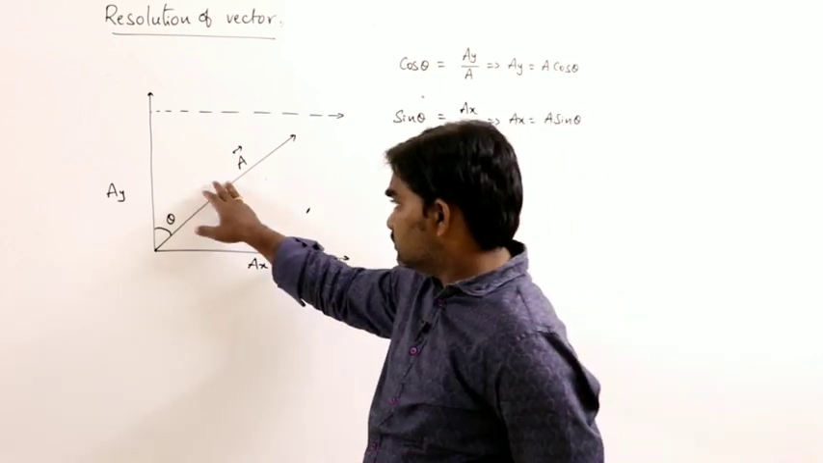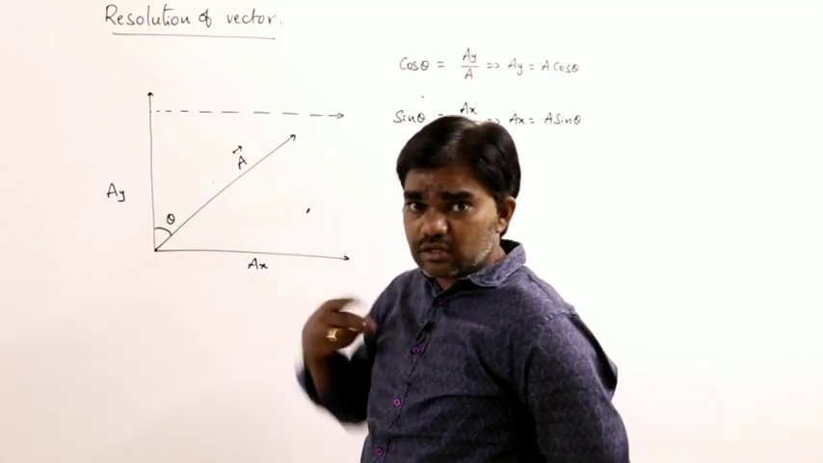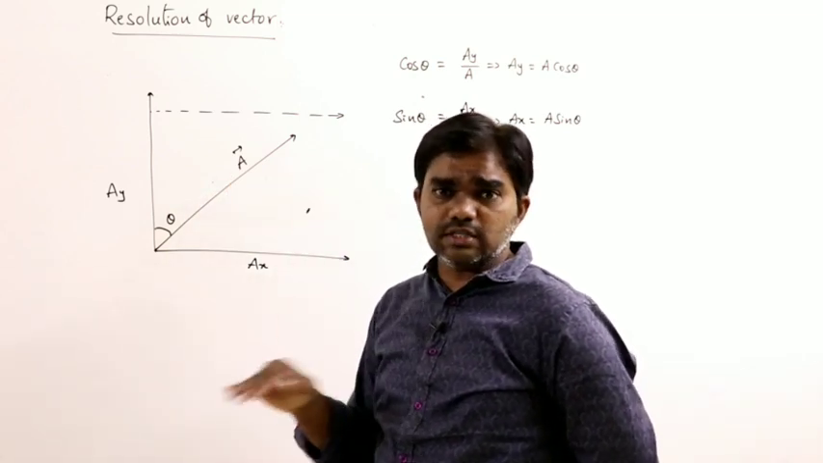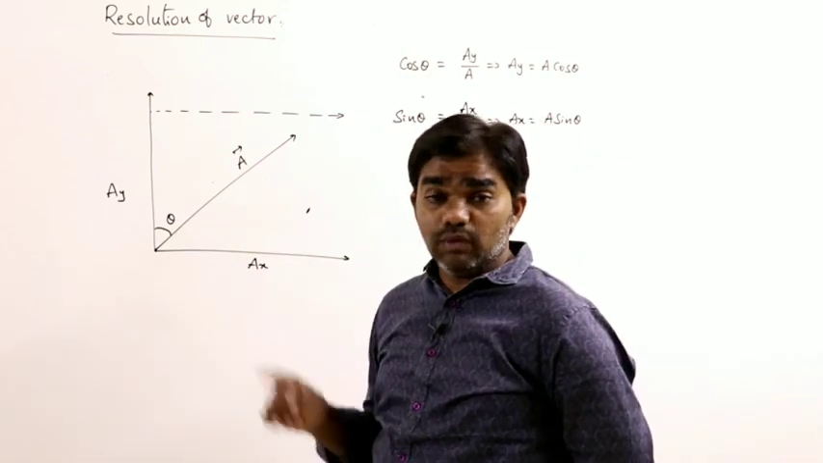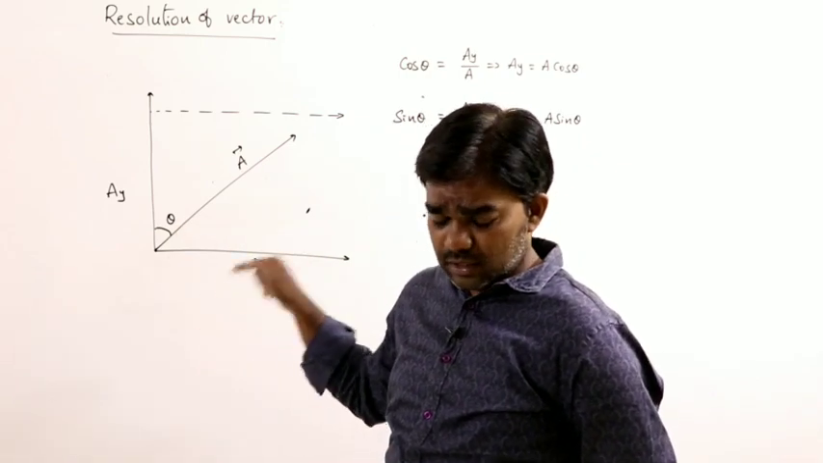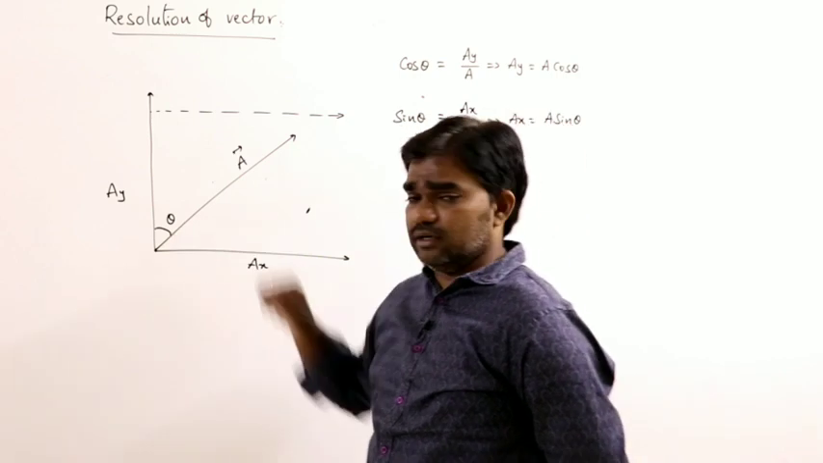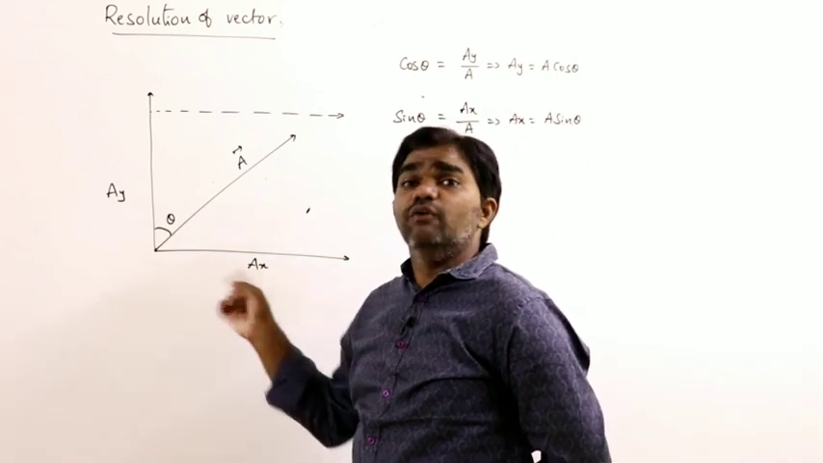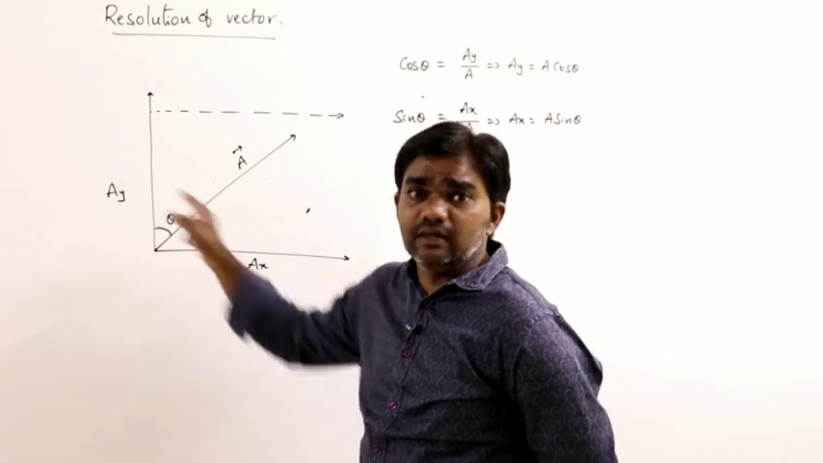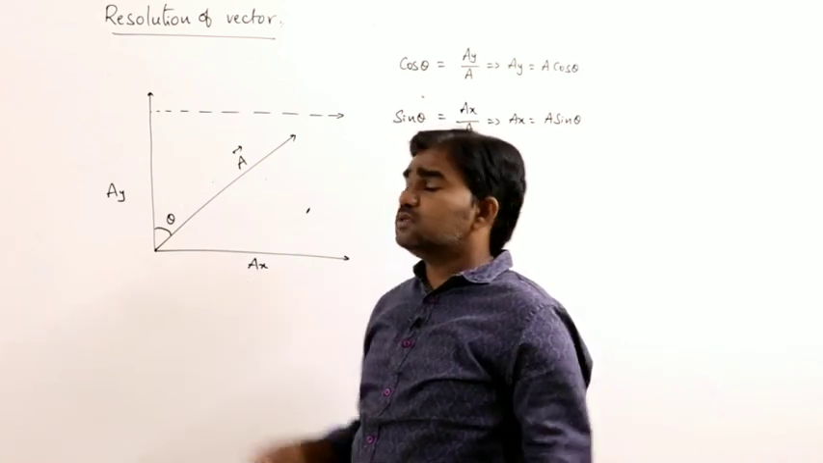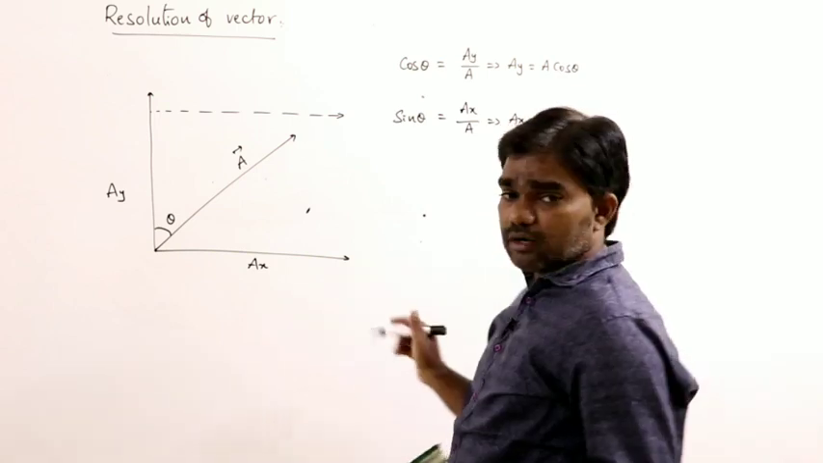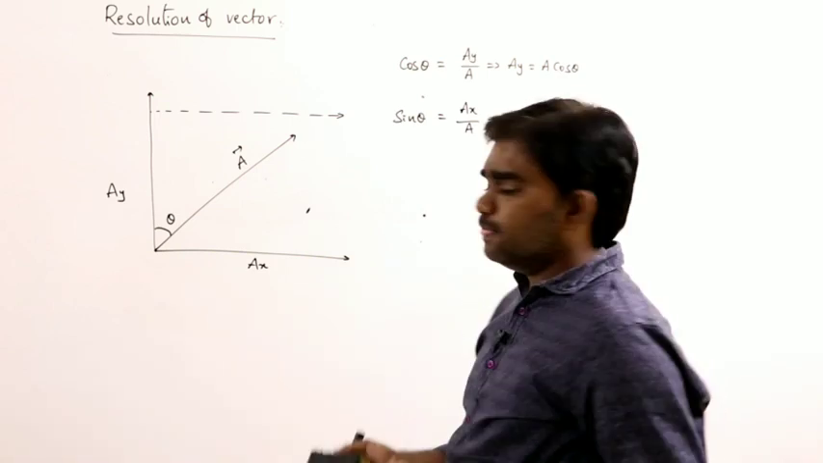So here vector A bar is resolved into two components. What are those two? Horizontal and vertical. What is horizontal? That depends on the angle made by the vector. With what axis the vector makes an angle, that is the cos theta component. Another one is the sin theta component. So, very important: resolution of vectors.